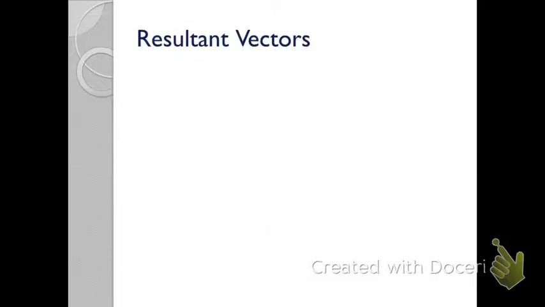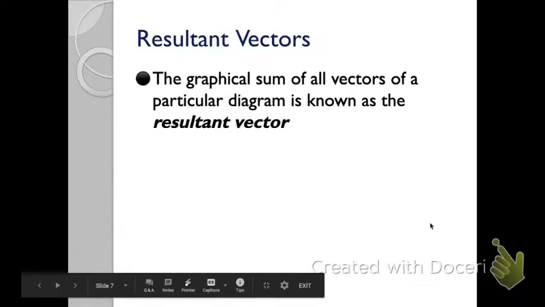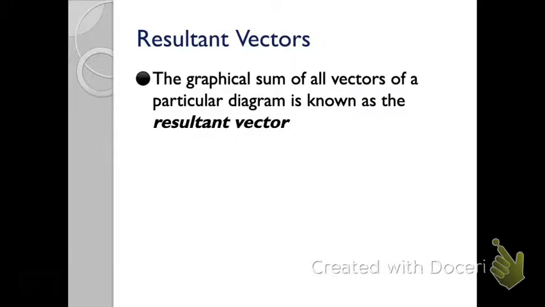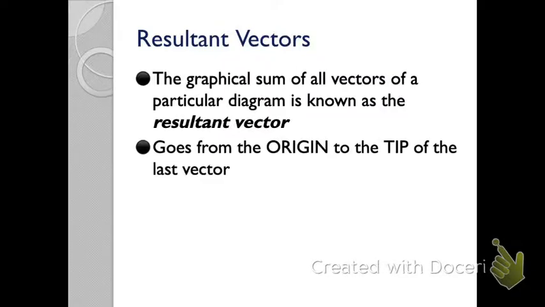All right, once we get to that place where we draw that purple vector, that's called our resultant vector. It's the sum of all of our vectors in our diagram. That's called the resultant vector. And in my last example, it was the purple one, okay? So I'm going to draw that out here. The resultant vector always goes from the origin to the tip of the last vector.